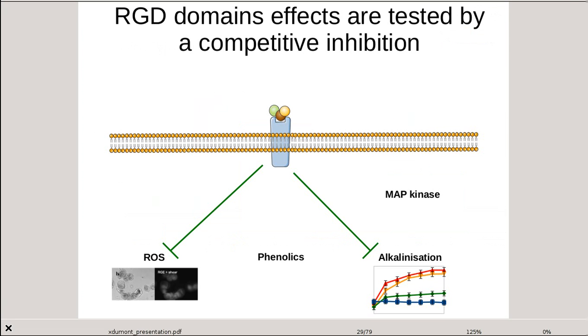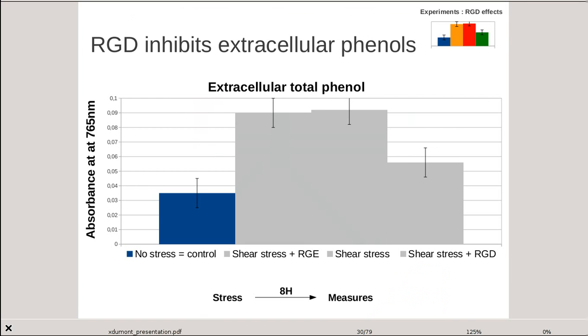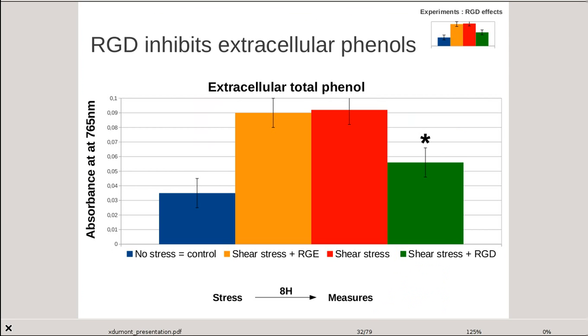Next response, phenol production, is similar. Without stress, we have a basal level of phenols. With stress, with or without RGE, moderate increase, important increase, and with stress plus RGD, intermediate response.